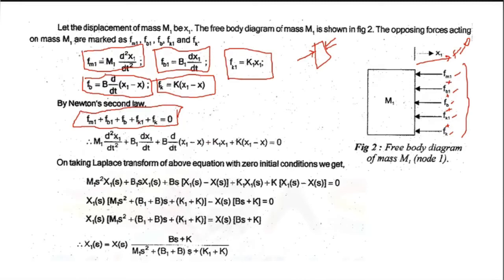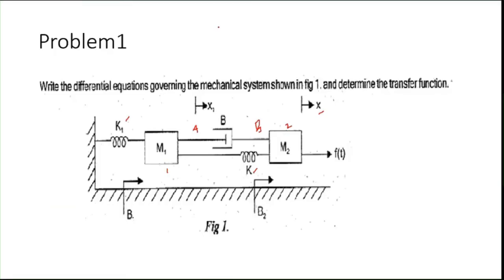Fk1 is K1 x1, then Fk, that is K into x1 minus x, which is equal to 0. So this is the differential equation that represents node 1 of this mechanical system. We are considering node 1 and we got the differential equation governing node 1.